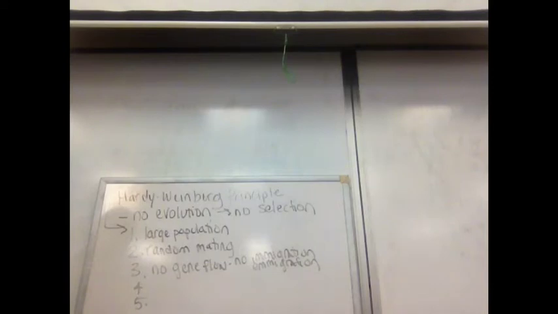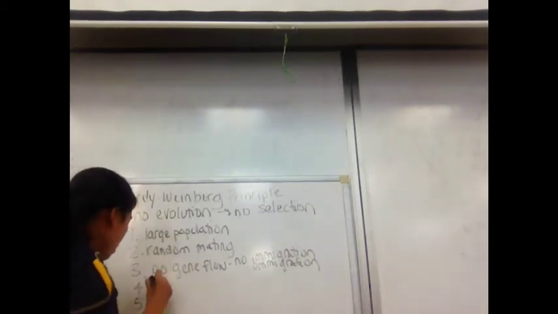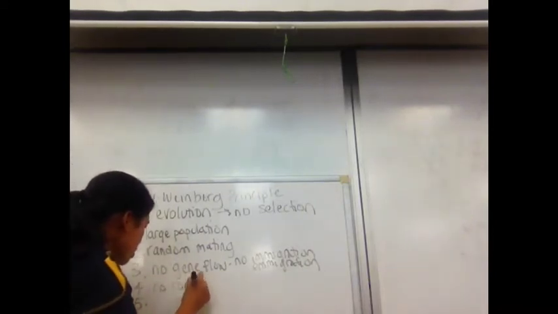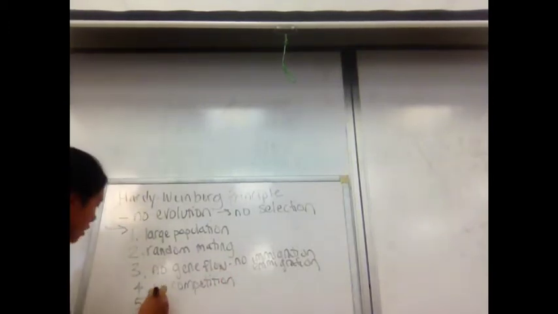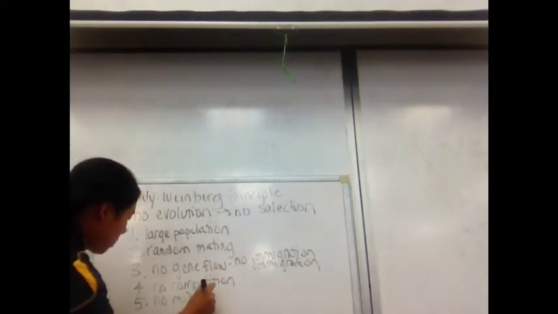We're also looking for 2 other components that basically say there's no selection going on in your population. So, no competition and no mutations. So these are the 5 things you need to fulfill if you're having Hardy-Weinberg occur in your population.